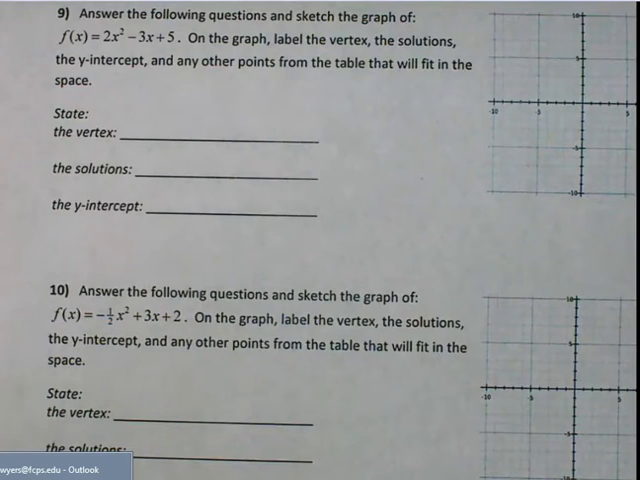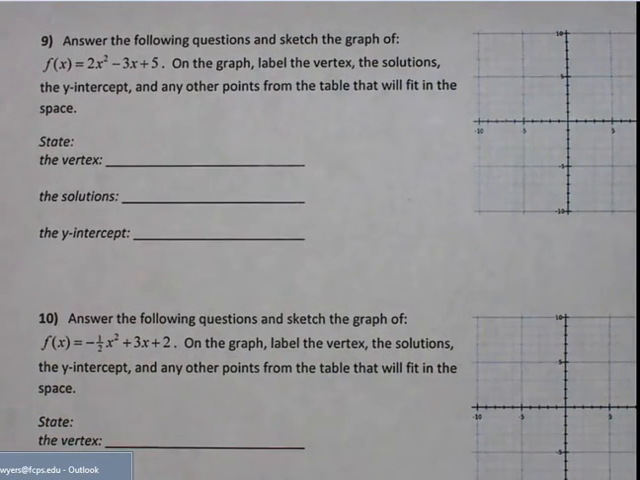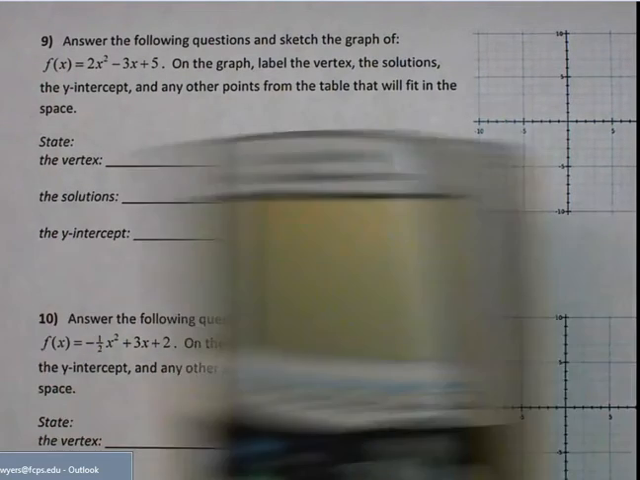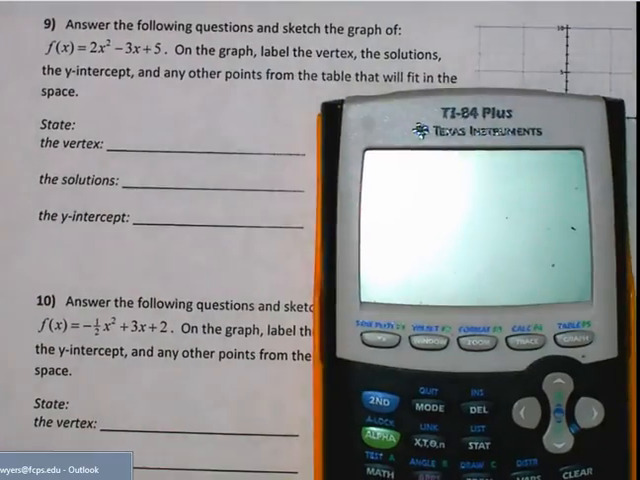Okay, this is page 3 and 4 of the Unit 7 review. It says answer the following questions and sketch the graph of f of x equals 2x squared minus 3x plus 5. On the graph, label the vertex, the solutions, the y-intercept, and any other point from the table that will fit in the space. Okay, so the easiest and quickest thing to do is do this on the calculator.